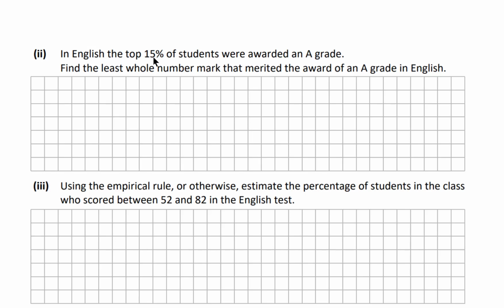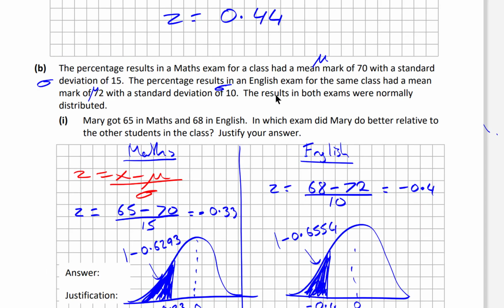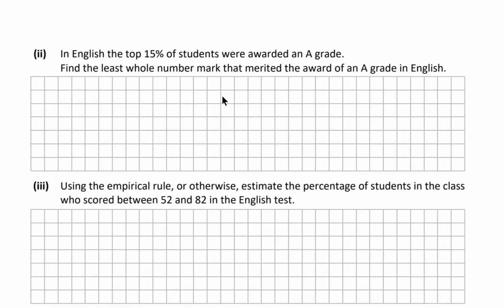Part 2, in English, the top 15% of students were awarded an A grade. Find the least whole number mark that merited the award of an A grade in English. So we need to look back at our stats for English, and in English, the mean was 72 and the standard deviation was 10. So the mean is equal to 72 and the standard deviation is equal to 10.